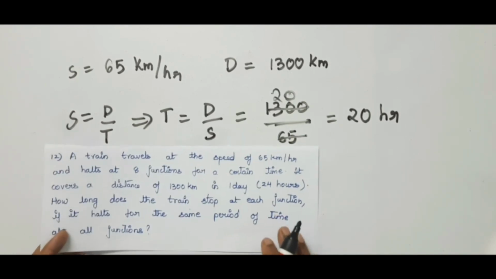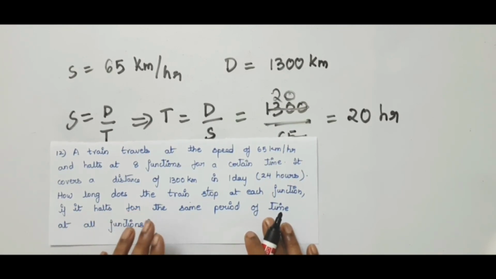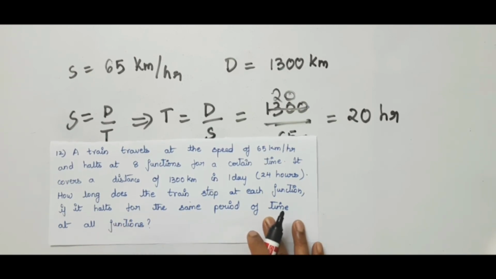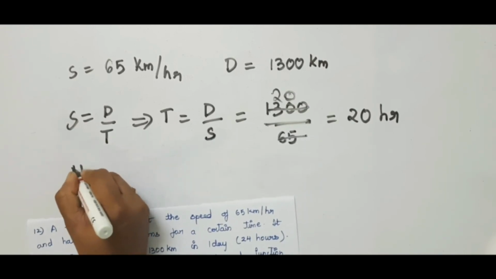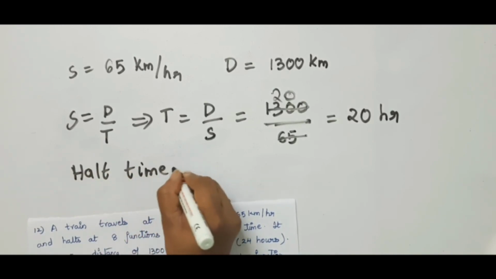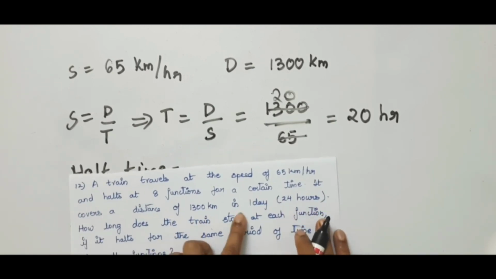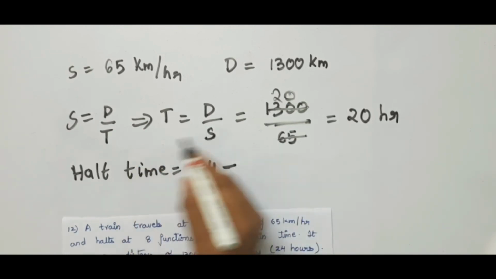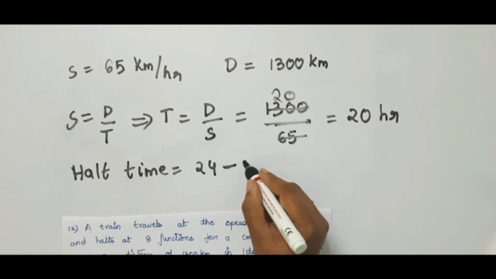And what do we need next? We need the halting time. He asked to find how long the train stops at each junction. Is it not? So for each junction, how much time it stopped, we have to calculate. So the halt time is nothing but the total halting time. He has given that it covers a distance of 1300 kilometers in one day. So it traveled for 24 hours, minus the time of the train that we got as 20.